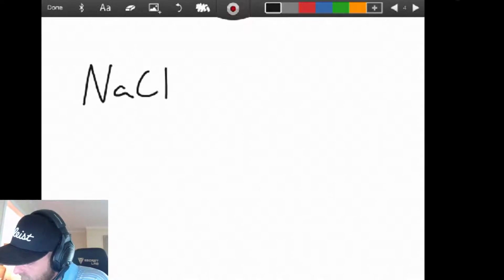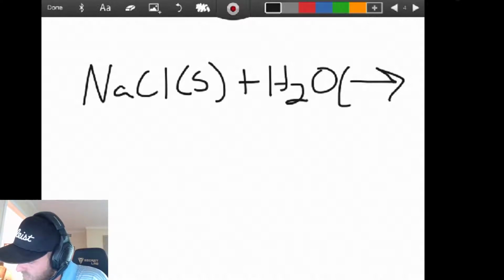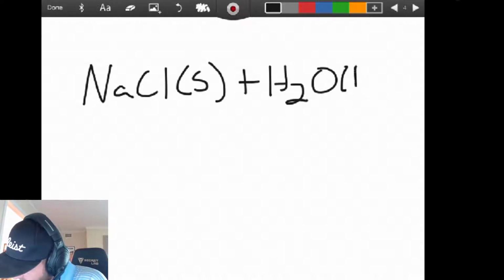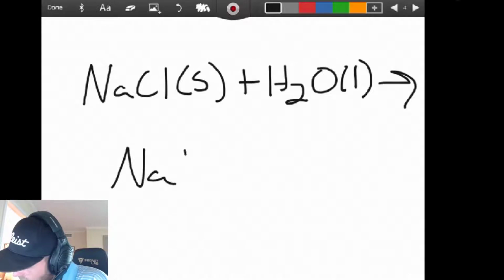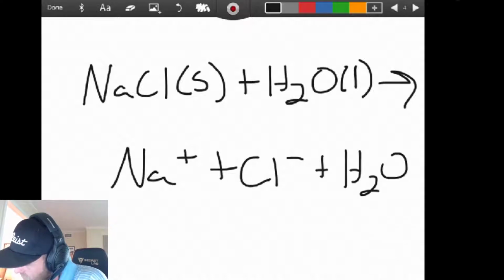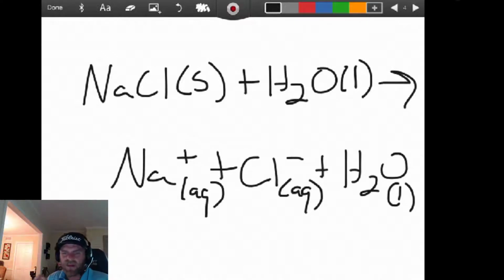Just very simply, I could say that NaCl plus H2O will yield Na plus, Cl minus, plus H2O. I can put a little S on the NaCl, an L on the water, and then a little AQ on the ions, and back to an L for the water again. Okay, so now this is a very simple equation. It's not actually showing any reaction.